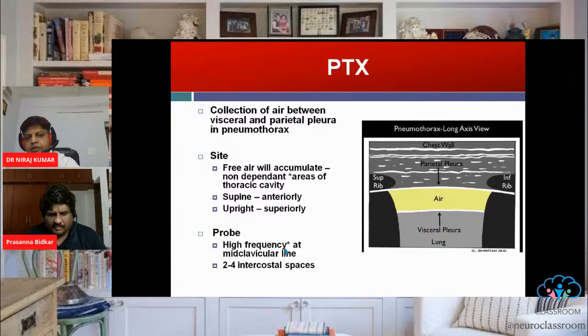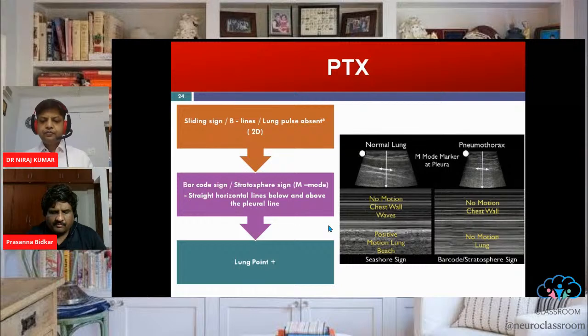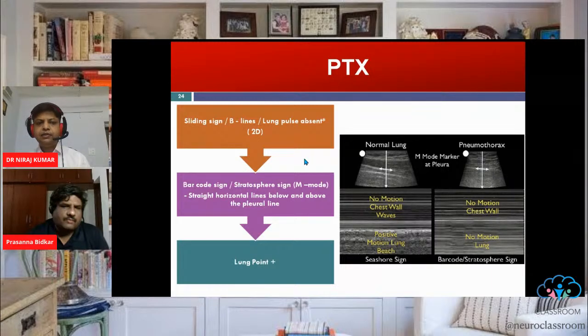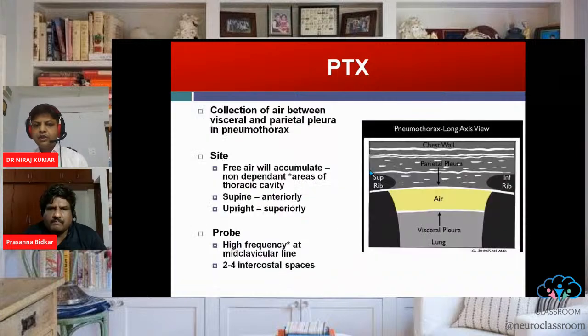First of all, you have to keep the probe at the mid clavicular line in the second and fourth intercostal spaces. So there is a sequence of recognition. First of all, we will see that the sliding sign is absent. Since the air is accumulated between the two pleura, the visceral pleura cannot rub or slide against the parietal pleura in the case of pneumothorax. So you will not get this visceral pleura sliding sign.